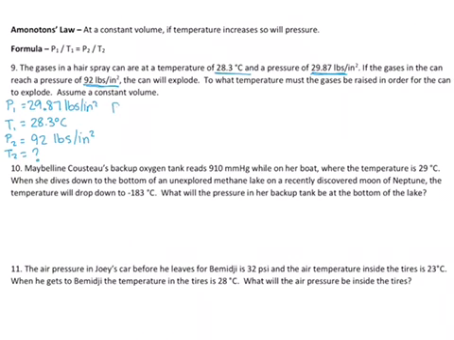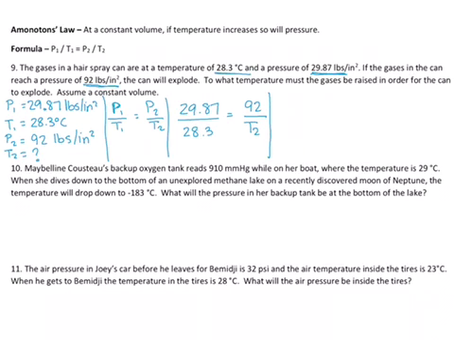Again, set up your formula: P1 over T1 equals P2 over T2. And then plug in your known variables. We have 29.87 for our first pressure. Our first temperature is 28.3. We know our second pressure is 92, and we're solving for our second temperature.